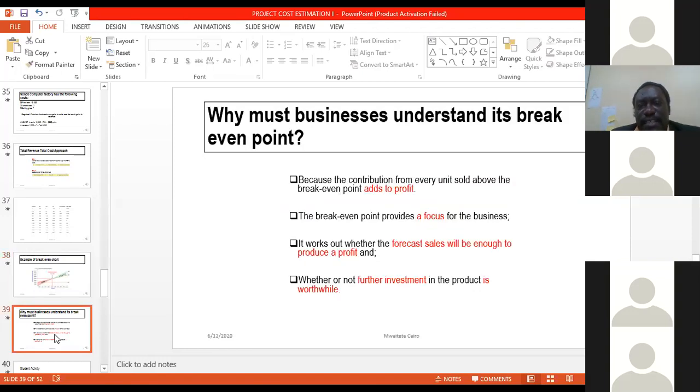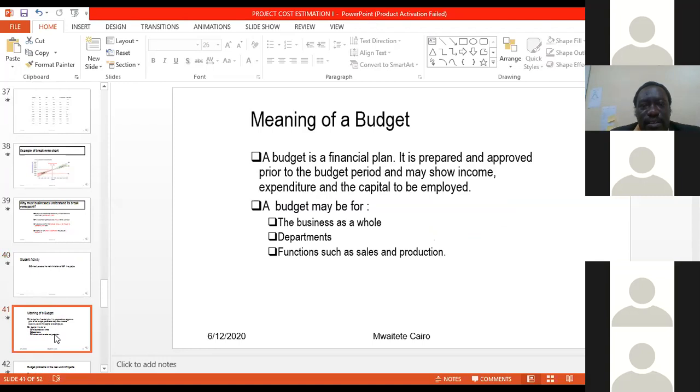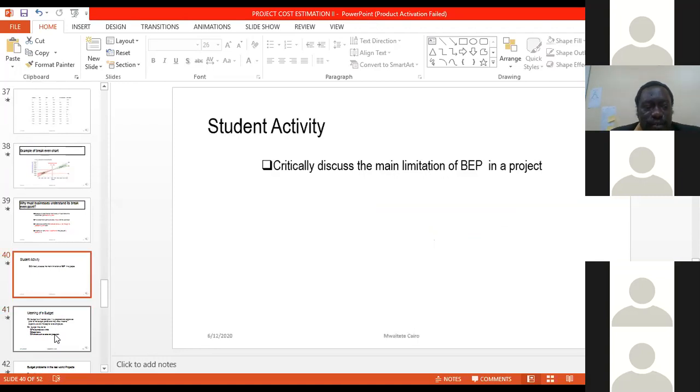So why does a business undertake its break-even point? Because the contribution from every unit sold above the break-even point adds more profit. The break-even point provides a focus for the business. It works out whether the forecast sales will be enough to produce a profit, and so on. Those are among the points that you may consider useful.